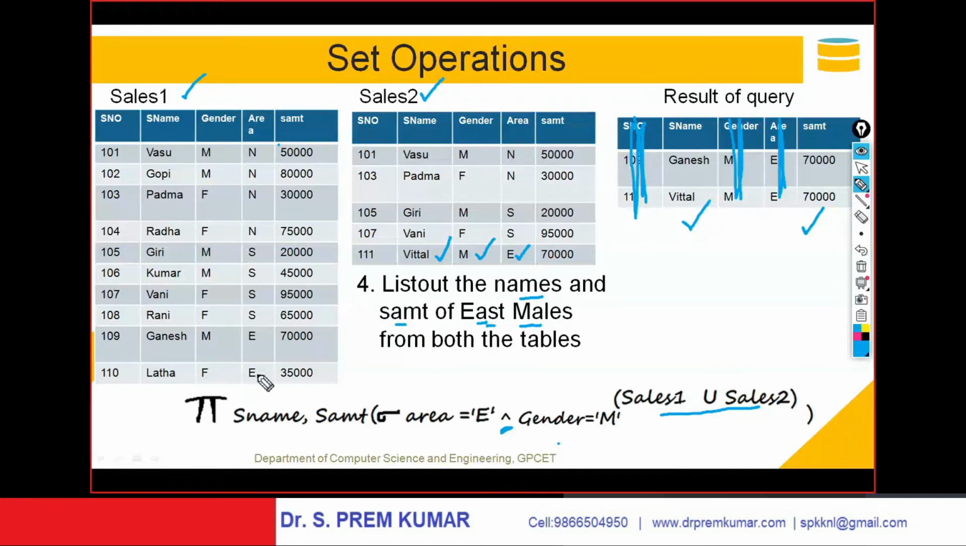East males, here you observe, this is East female. East males are nothing but Ganesh. East male is nothing but Ganesh. You will get the details of only the names and sales amount.